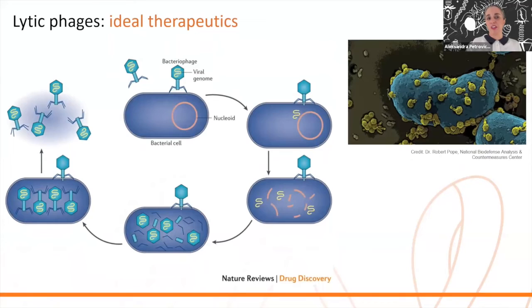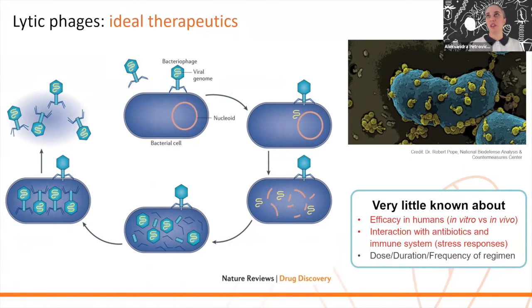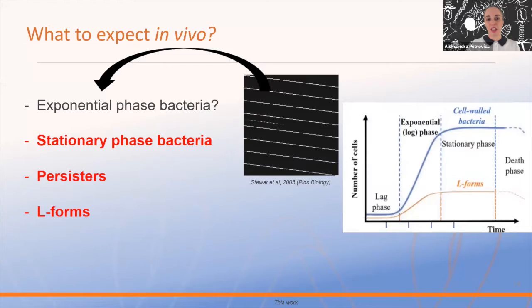So obligatory lytic phages are the ones that are used in phage therapy, and they are thought to be ideal therapeutics because they have a huge potential to inhibit bacterial growth, to reduce biofilm, and to inhibit formation of the biofilm. But to understand phage replication strategy, we need to also take into account the bacterial physiological state.